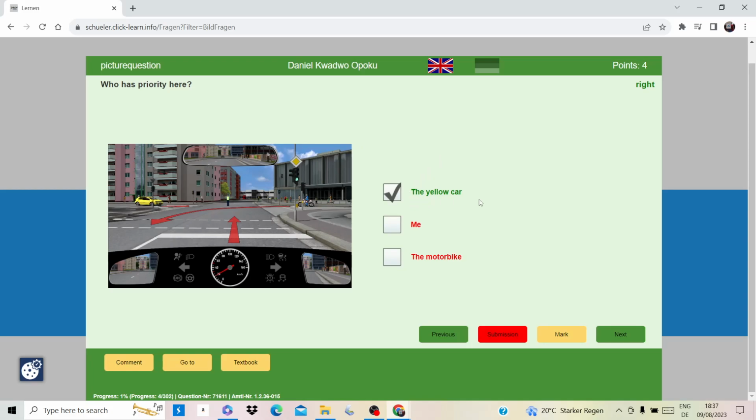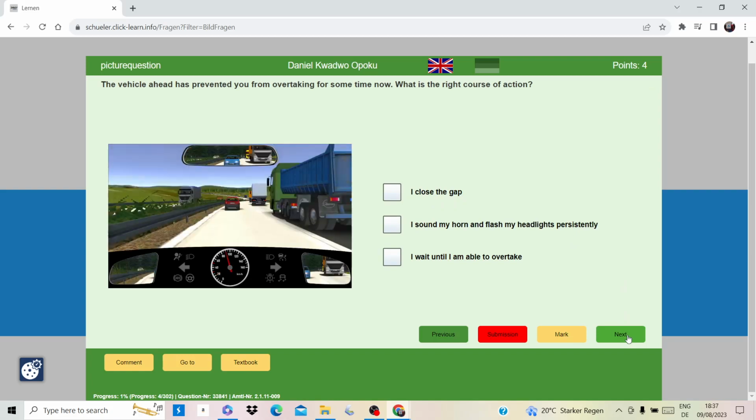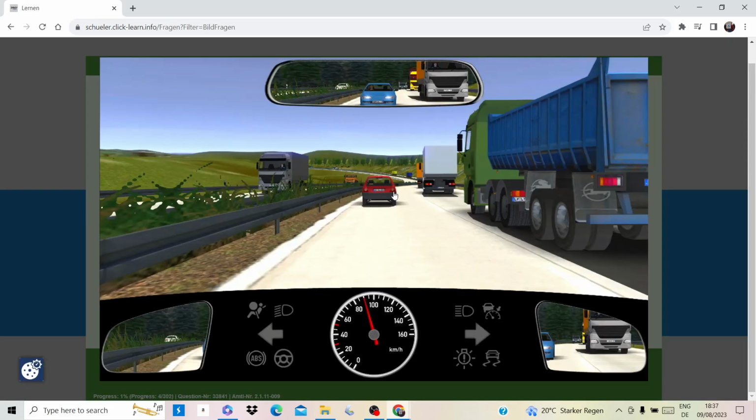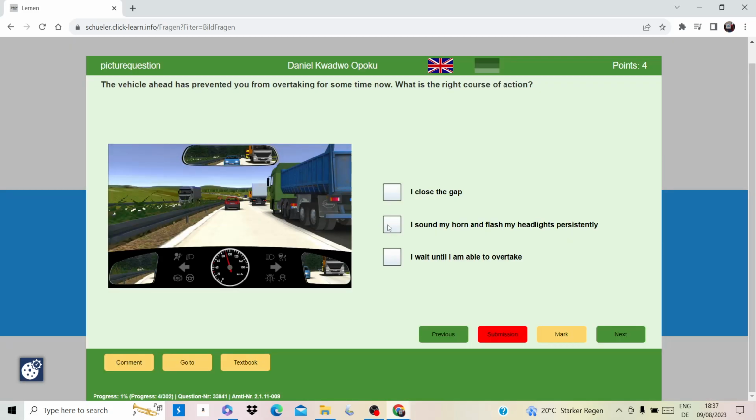Okay, let us continue. The vehicle ahead has prevented you from overtaking for some time now. What is the right course of action? The vehicle ahead, this vehicle, has prevented you, or in other words, it has prevented me because I am driving. It has prevented me from overtaking for some time now. What do I do now?